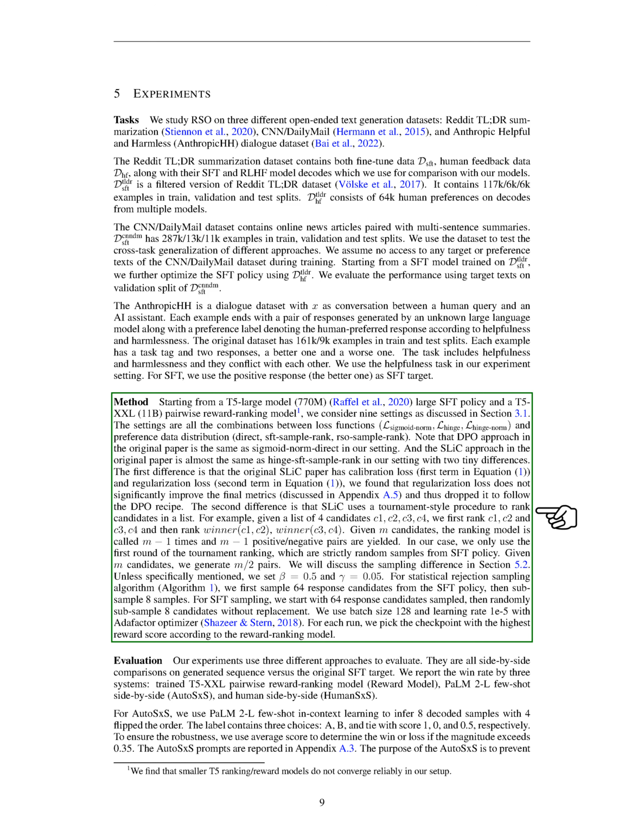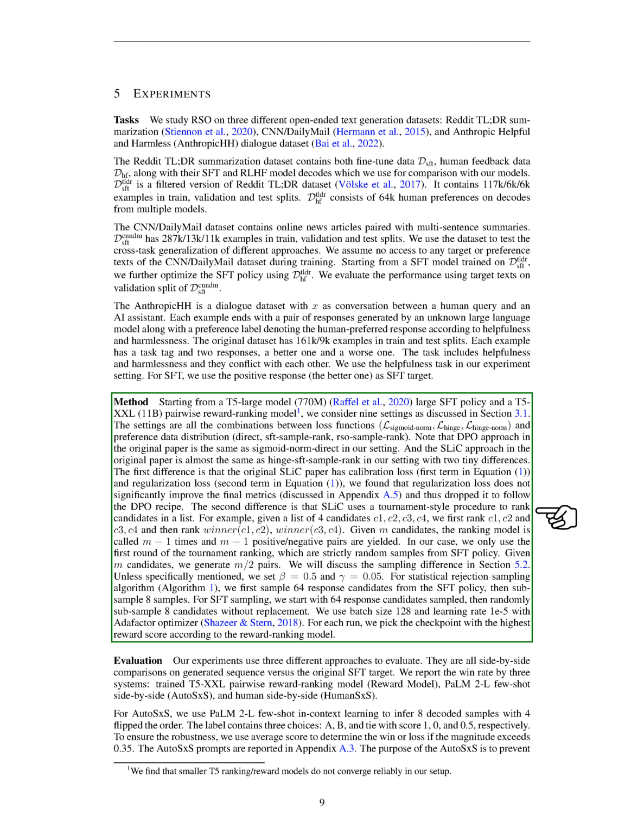In our case, we only use the first round of this tournament ranking, which are random samples from the SFT policy. Unless otherwise stated, we set beta to 0.5 and gamma to 0.05. For the statistical rejection sampling algorithm, we first sample 64 response candidates from the SFT policy, then subsample 8 samples. For SFT sampling, we start with 64 response candidates sampled, then randomly subsample 8 candidates without replacement.